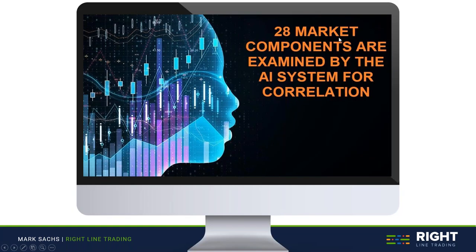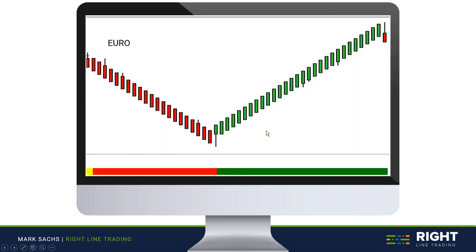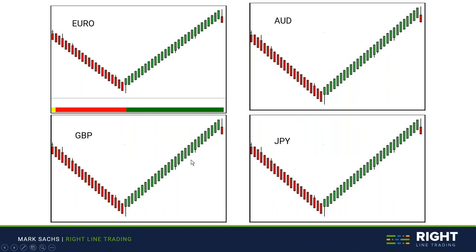Okay. So what we did was we took 28 market components. They're examined by the AI system for correlation. Now, most people don't pay enough attention to correlation. Nobody really teaches correlation, right? So if the euro is going up, don't you want to see the pound going up, the yen going up, the Australian dollar going up? Or in other words, if the dollar is getting stronger or weaker, don't you want to see it getting stronger or weaker across all markets?